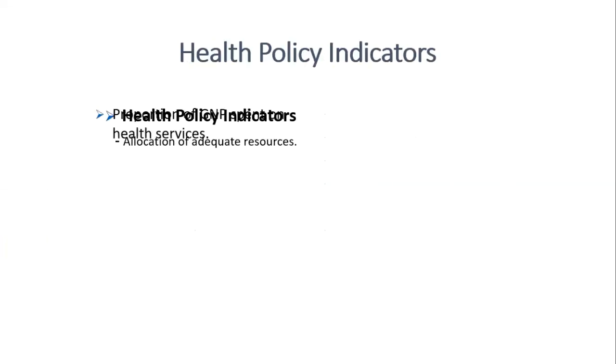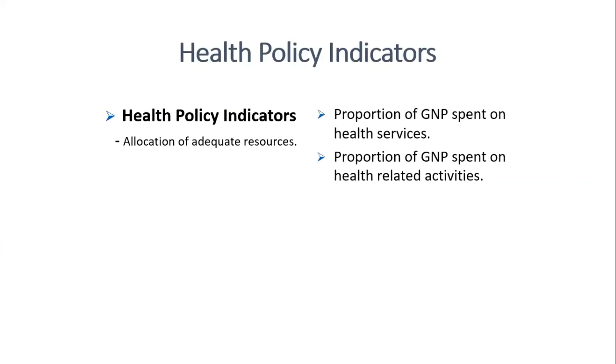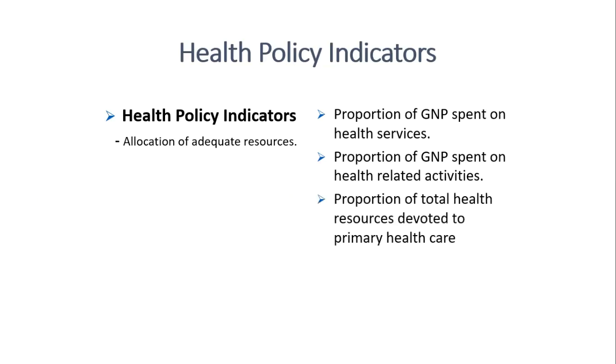Again, health policy indicator: the proportion of GNP spent on health related activities. During the budget you always see what the allocation for health is, and what the allocation for education is. These are targeted towards improving your health indicators and your educational indicators. When we talk in terms of health, these are health policy indicators, such as the proportion of total health resources devoted to primary health care.